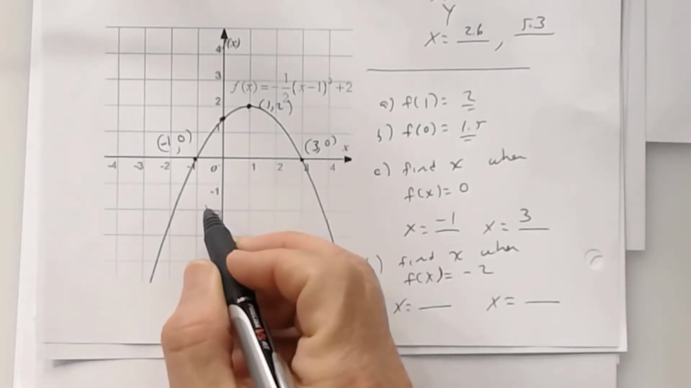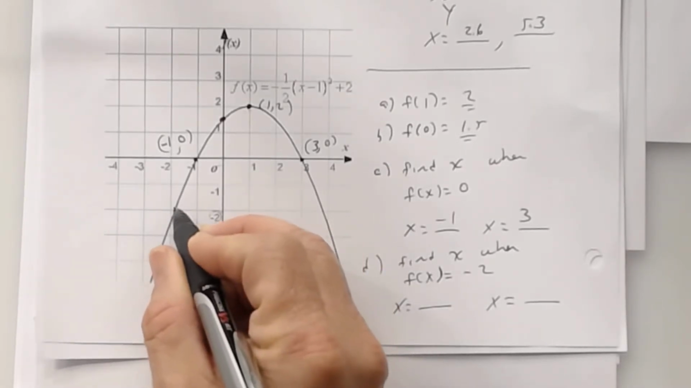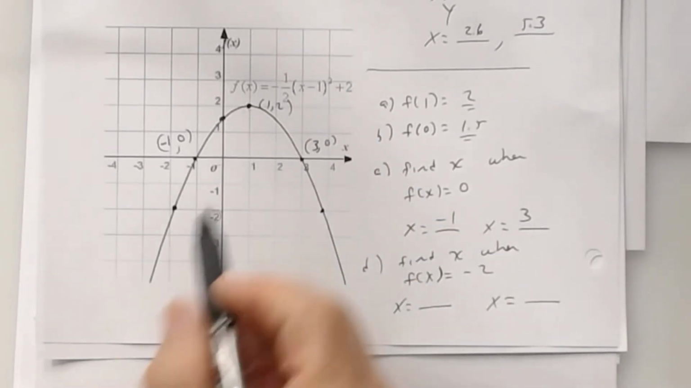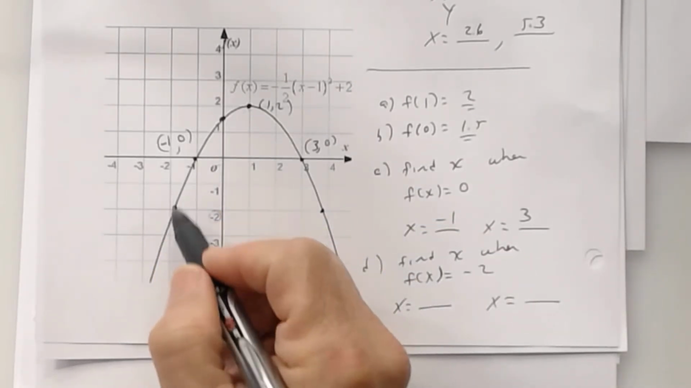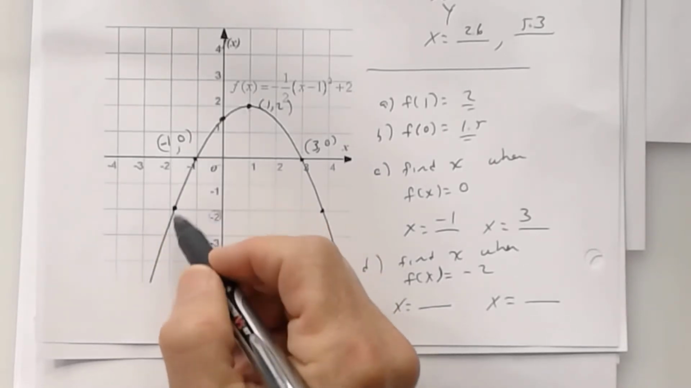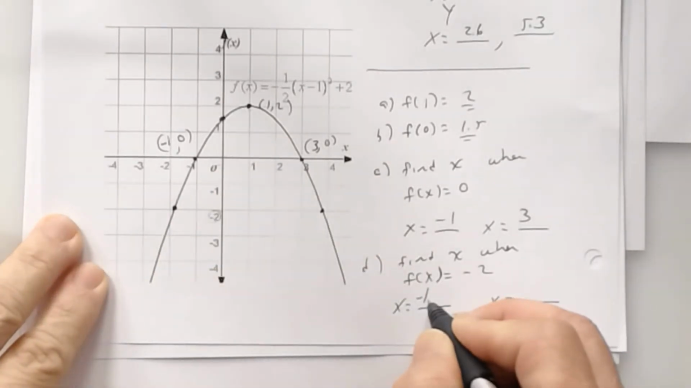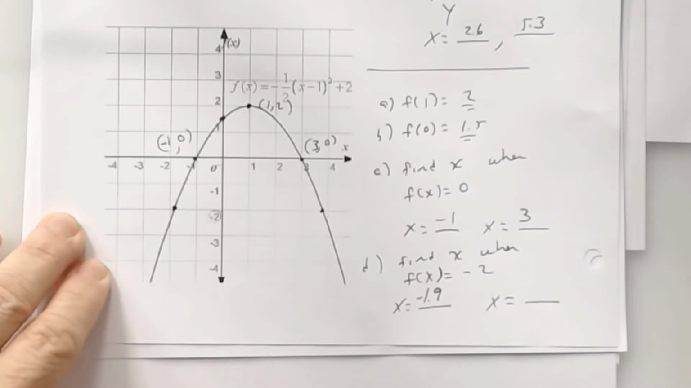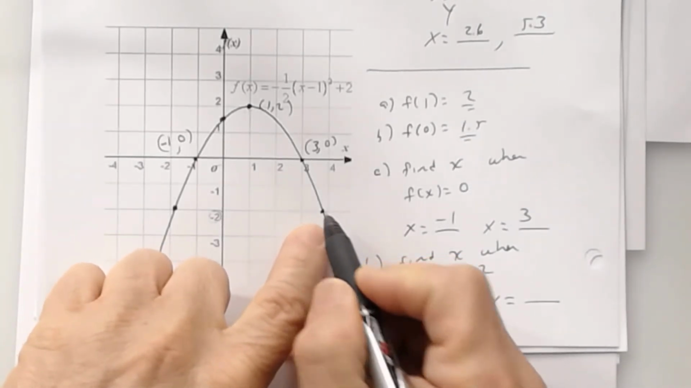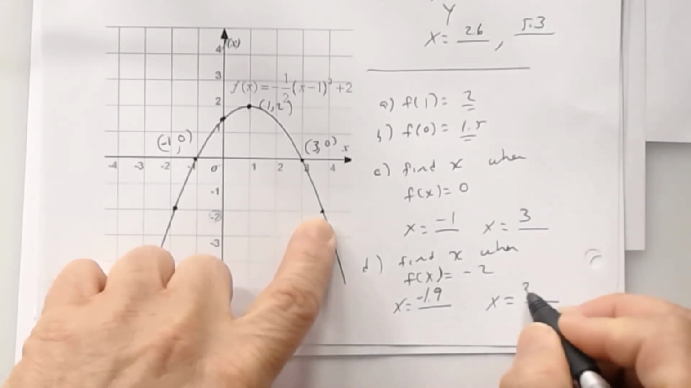Locate the points on the graph. How many points on the graph? 2. Here and here. You got to tell me where these x-coordinates are. So what's this x-coordinate? Negative 1.8. Nearest tenth. Negative 1.8, 1.9. Okay? What is this x-coordinate right here? 3.8, 3.9?